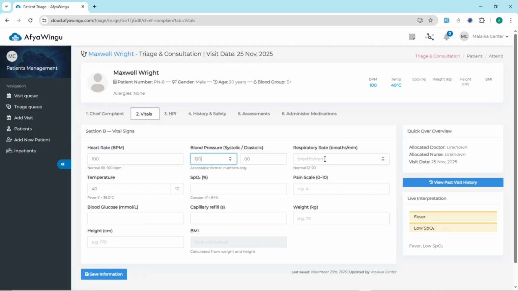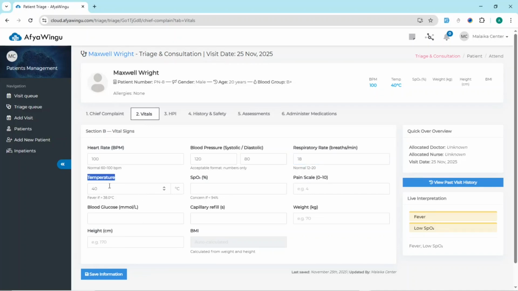3. Respiratory rate, breaths per minute. Count how many times the patient breathes in and out in 1 minute. Example input, 18. Normal range, 12 to 20 breaths per minute for adults. Fast could indicate fever, asthma, pneumonia, or anxiety. Slow could indicate drug overdose, brain injury, or fatigue. Tip: count silently while pretending to check the pulse. Patients often breathe faster if they know you're watching.